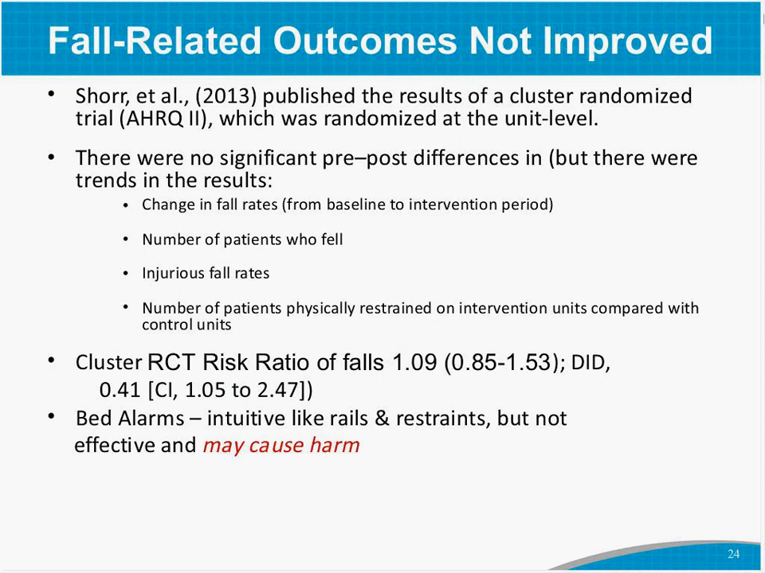When you look at fall-related outcomes that are not improved, this would be the example. When you look at the Shorr article published, there was no significant difference between the pre and post differences in relationship to change of fall rates, the number of patients who fell, the injurious fall rates, and the number of patients who were physically restrained. You have to appreciate that this is a cluster randomized controlled trial. So that then starts getting into, do you know the study design?